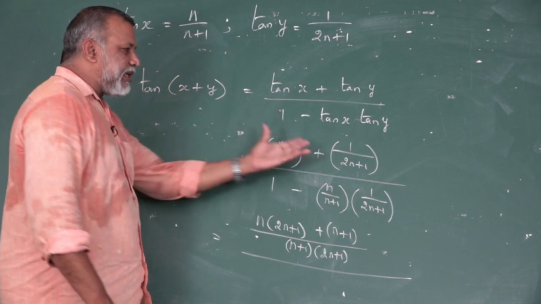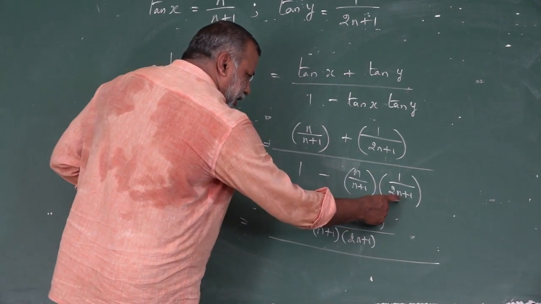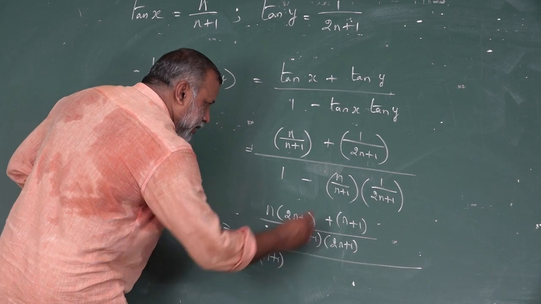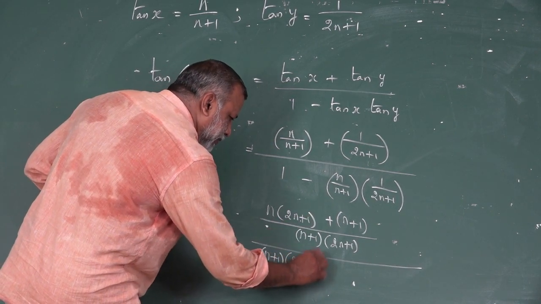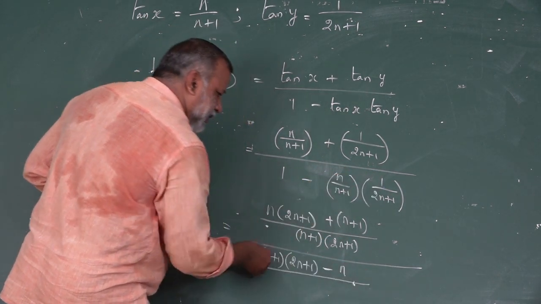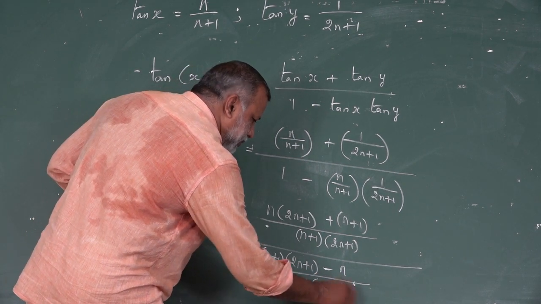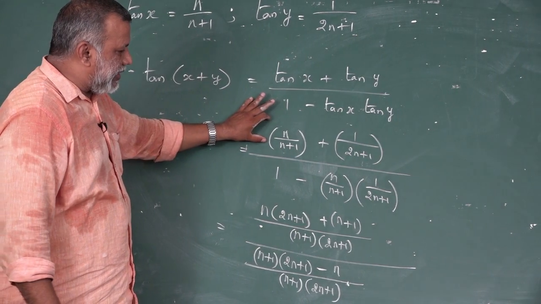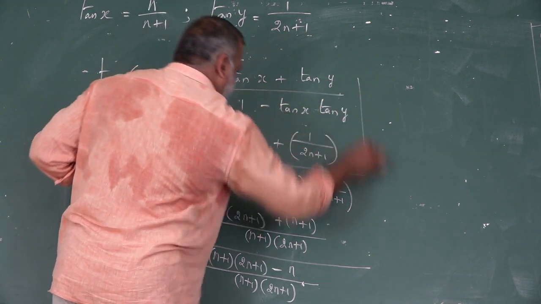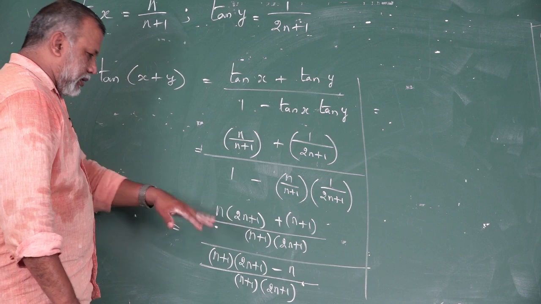Then your denominator. Take a separate LCM for the numerator, and now the same concept for the denominator. The LCM means n plus 1 into 2n plus 1, in between minus 1 into n, here n divided by n plus 1, 2n plus 1. So first substitute the data and take the LCM for the numerator and also the denominator. Now see here, this is the only work you are going to do.